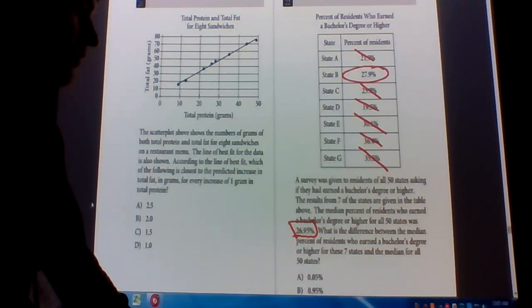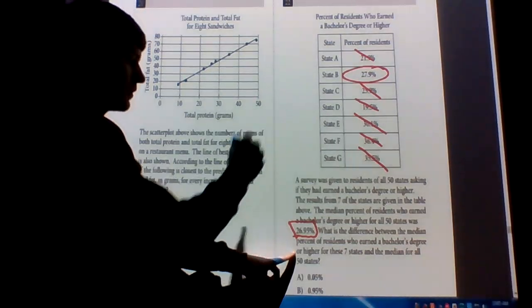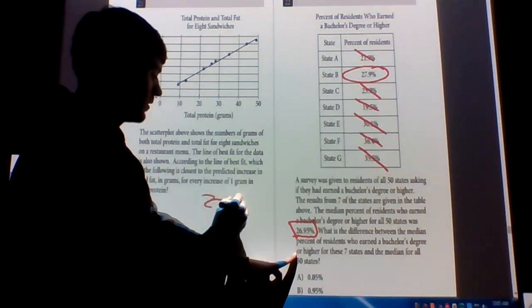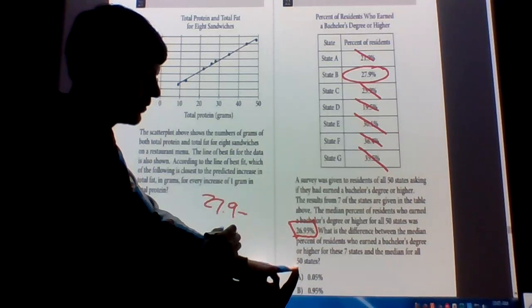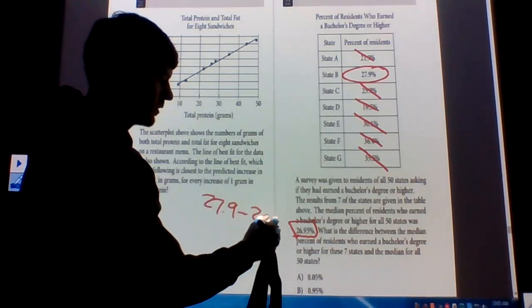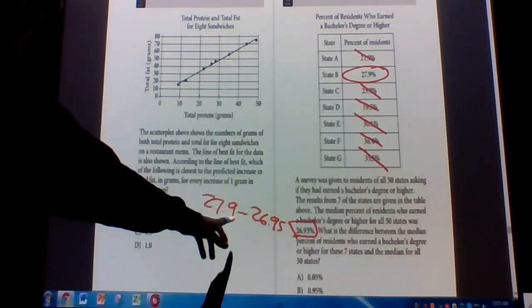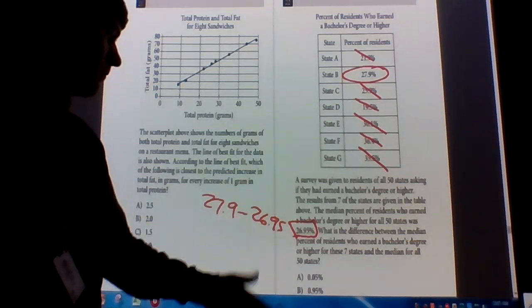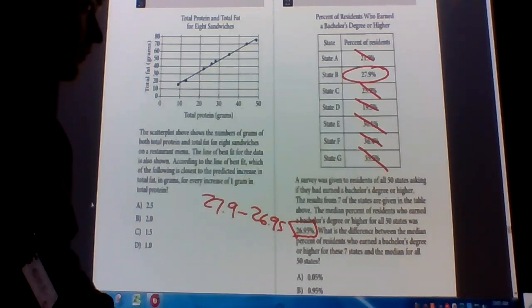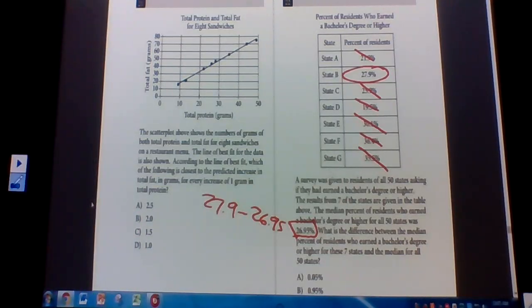percent of residents who are in a bachelor for the 7 states, right? So that's 27.9. And then we want to subtract the median for all 50 states, which is 26.95. So we just subtract those. Use your calculators, fine. You're going to get 0.05, which should be, no you're not.